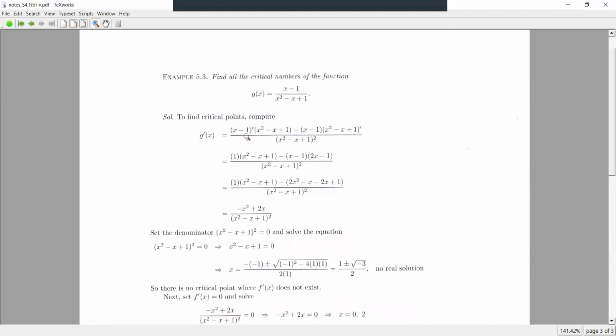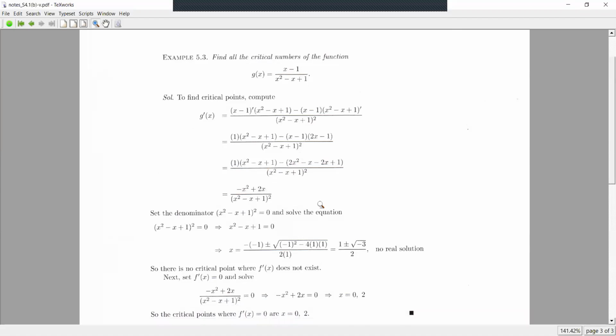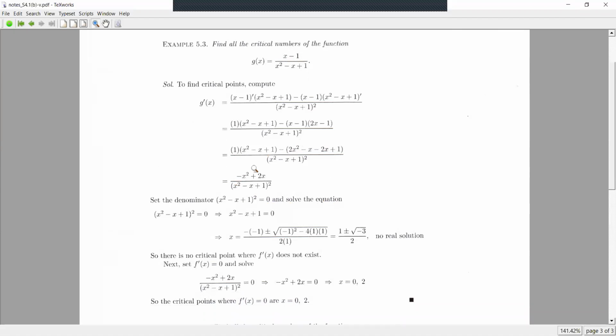Derivative of x minus 1 is 1. Derivative of x squared minus x plus 1 is 2x minus 1. Now, simplify the numerator. Then we get this. And distribute this negative sign. And further simplify the numerator, then we get this. This is the derivative of the function.